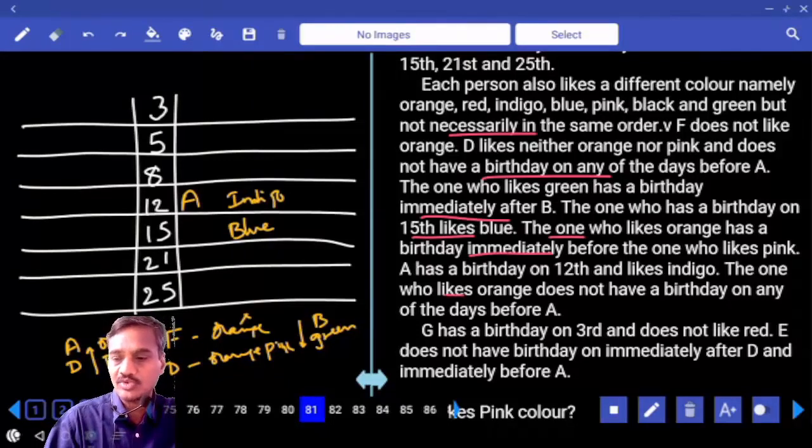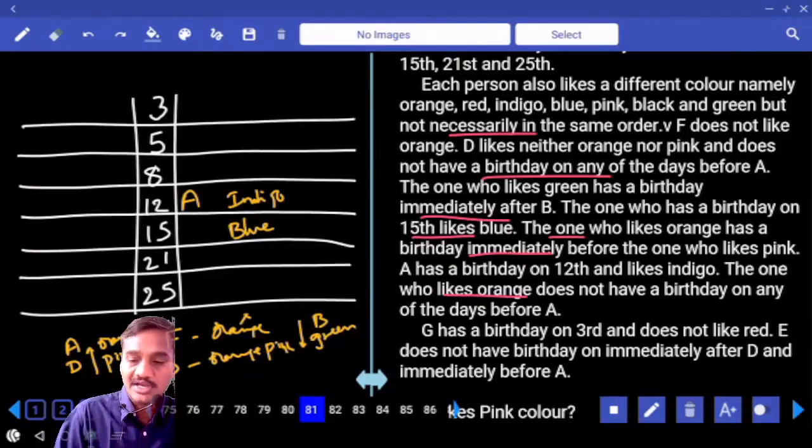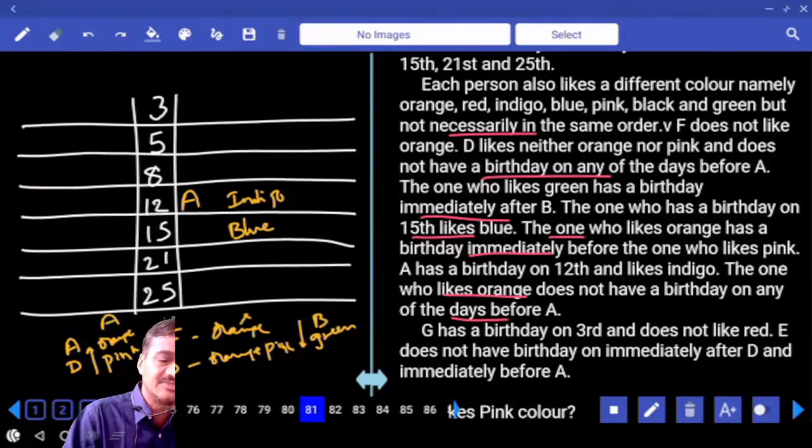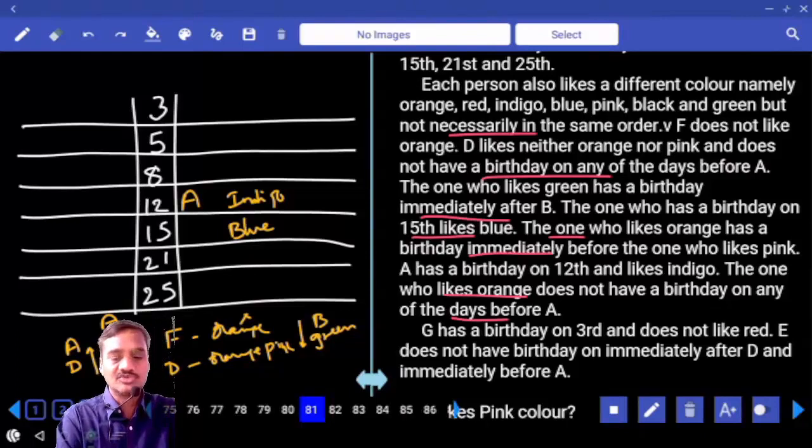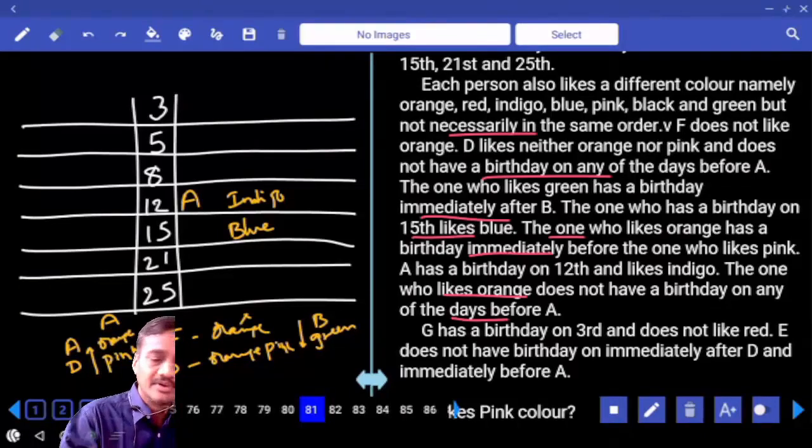And next one, the one who likes orange does not have a birthday on any one of the days before A. Hence, orange will have a birthday after whom? After A. And this orange must be after this A only. And together, if orange is after this A, then what is the information we have? And where should this orange and pink be? Now 21st and 25. Now we are able to finalize orange and pink here, because both of these are after this one.